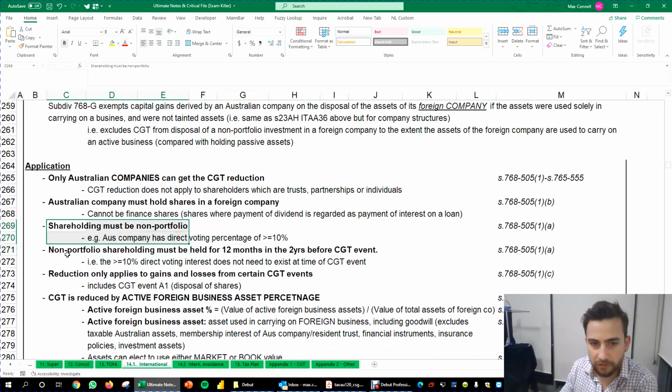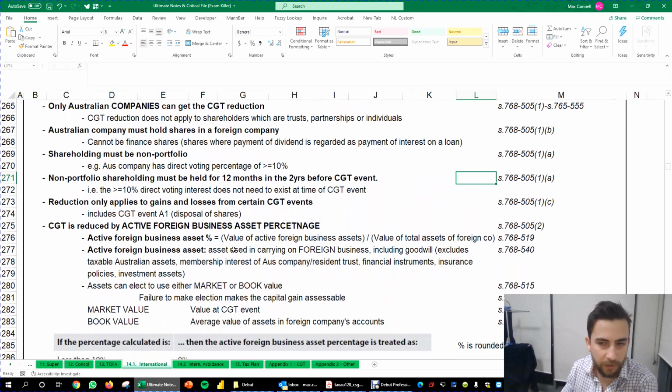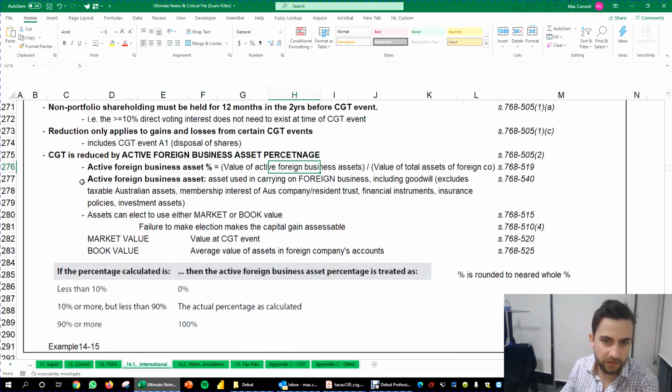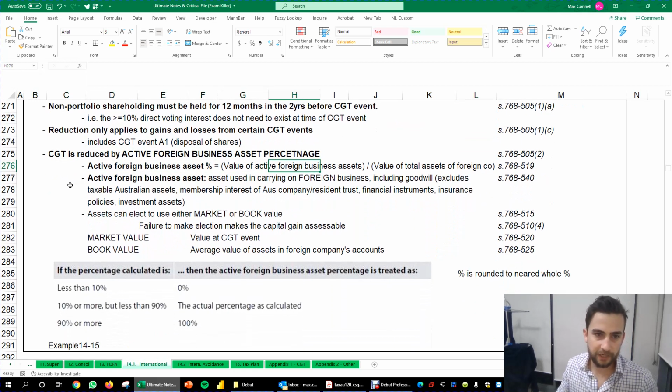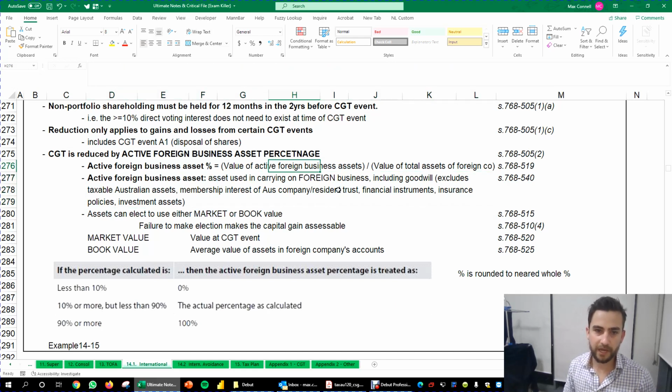If it's a non-portfolio shareholding, which we said above, it must be held for 12 months in the 2 years before the CGT event. And the reduction only applies to certain CGT events, including A1, which is the most common one. The capital gain is reduced by the active foreign business asset percentage. So the active foreign business percentage is the value of active foreign business. So it's basically the percentage of assets that are active business assets. And active business assets, which we talked about before several times, is you must be carrying on a business. The assets must be related to carrying on a business. It can't be passive like ASX shares. It must be trading stock or equipment or even a vehicle if that's part of your business.